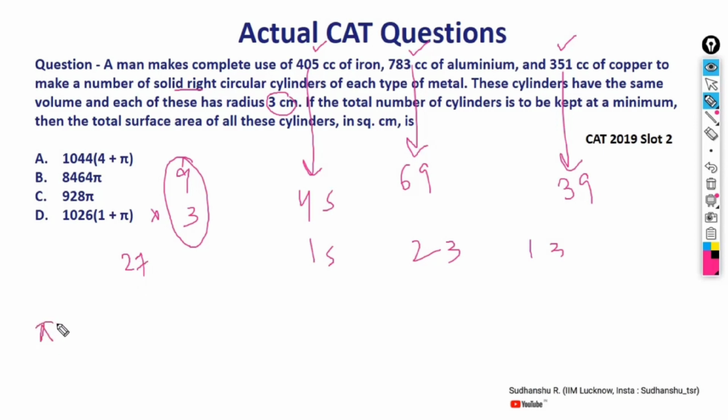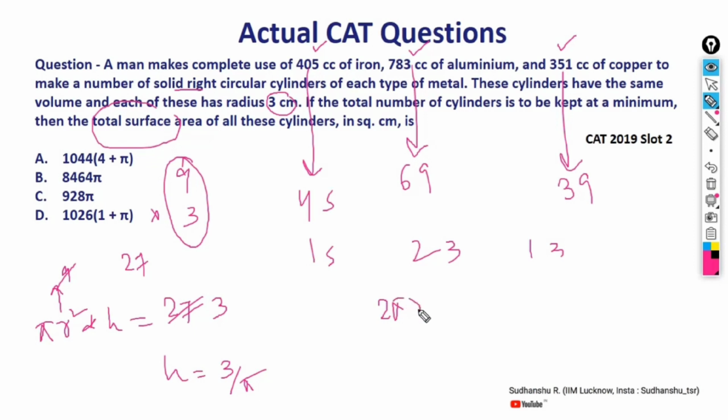And the cylinder volume will be pi r square into height, which is equal to 27. Now, we know the radius is 3. So r square becomes 9. This becomes 3. So h becomes 3 by pi. Now we have to calculate the total surface area. Remember, total surface area of cylinder is given as 2 pi r into h plus r. Now h is 3 by pi and r is equal to 3.